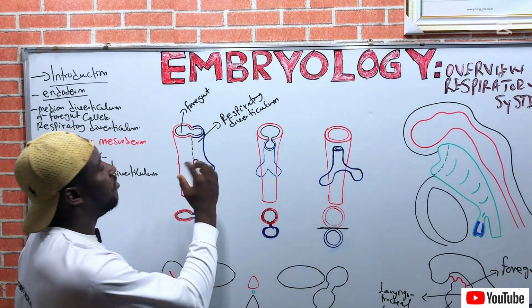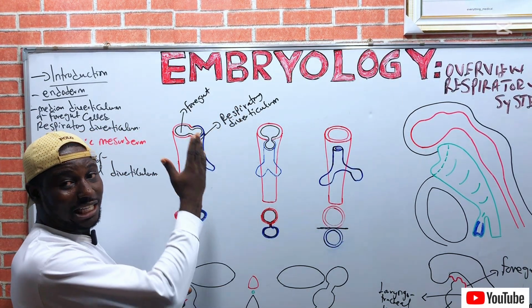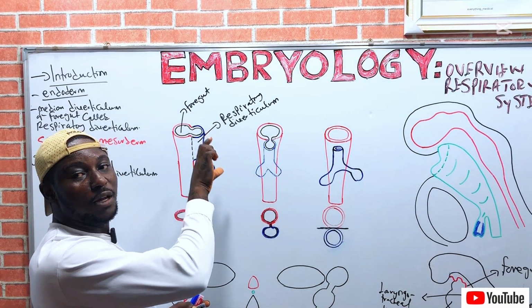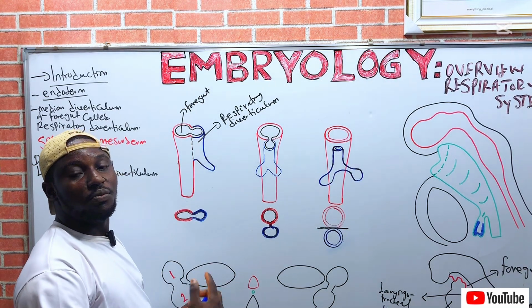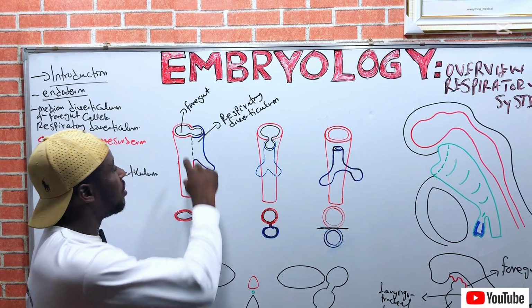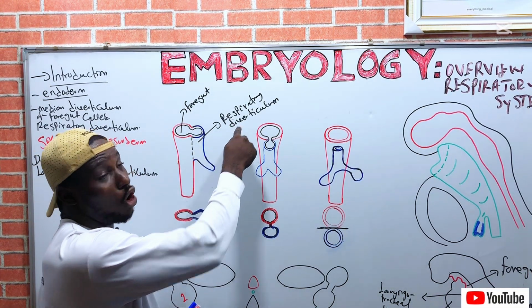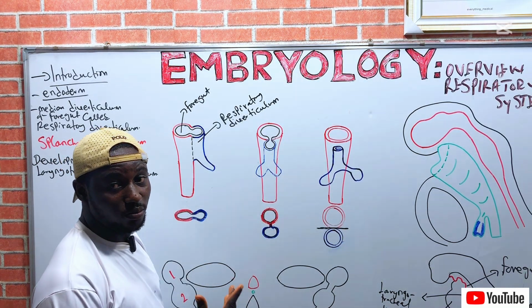You can see, ventral means what? Anterior. Cranial means towards the head region, which is the superior aspect. So it developed from the anterior aspect of the superior part of the foregut. That is what it means by the ventral part of the cranial part of the foregut. This is the foregut, right? This is the respiratory diverticulum or the laryngotracheal diverticulum, right?